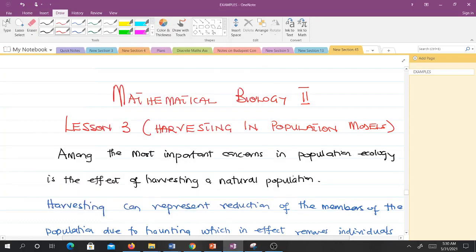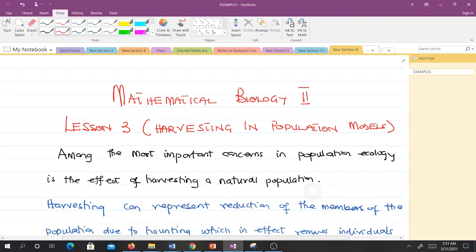Hello, and welcome to this lesson, our third lesson in our study of mathematical biology 2. In this lesson we'll be talking about harvesting in population models. Note that in our first lesson we talked about the Malthusian growth model. In our second lesson we talked about the logistic growth model, and now we'll be shifting our focus to harvesting in population models. I'm Guido Randolph, a final year student of mathematics at University, and I'll be taking you through this lesson.